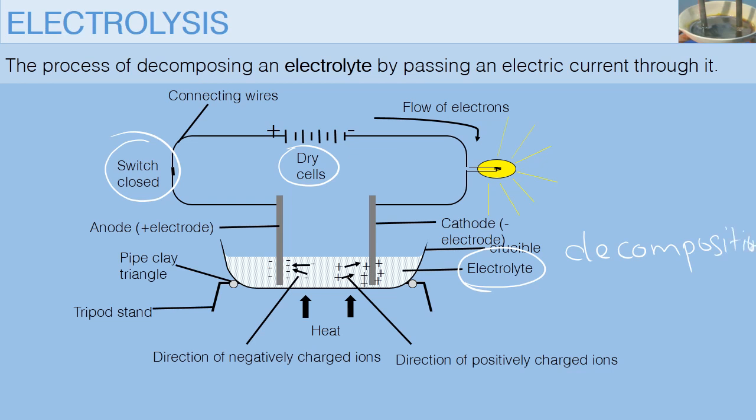In this case, the electrons will enter the electrolyte through the cathode and leave the electrolyte through the anode. However, the positively charged ions in the electrolyte will be attracted to the cathode. As you can see, the direction of positively charged ions moves towards the cathode, while the negatively charged ions move towards the anode.